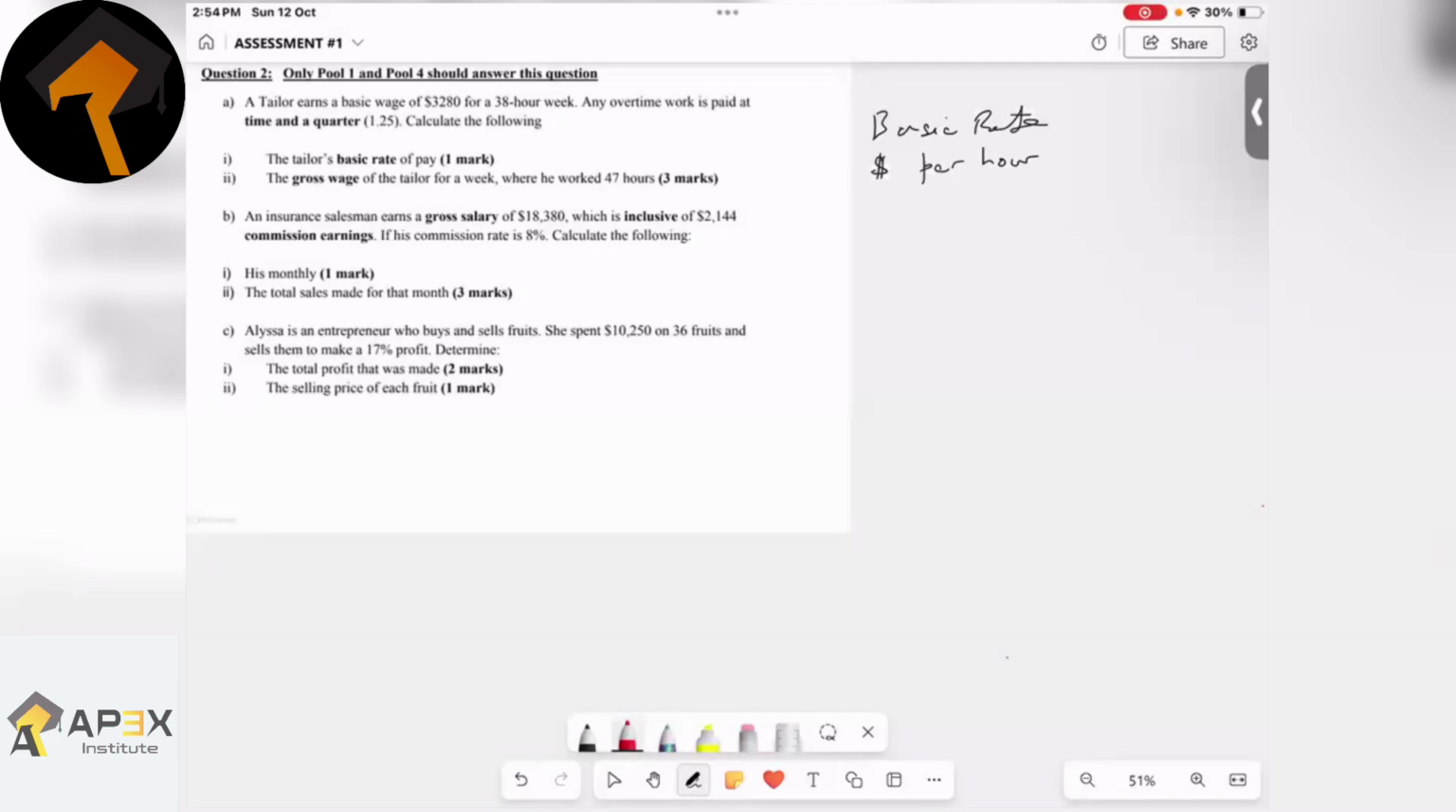So guys, basic rate implies the amount of money that you receive per hour. Okay, per hour. So now we know this information then.